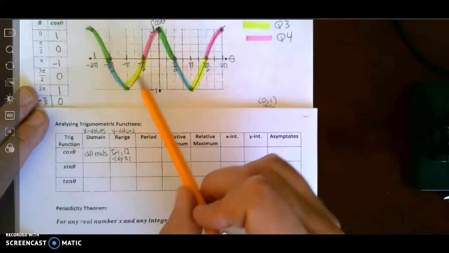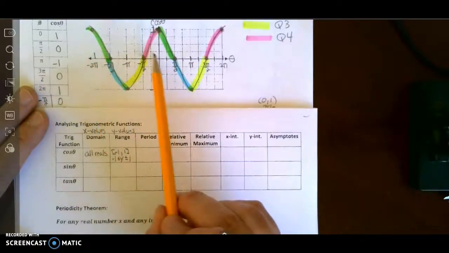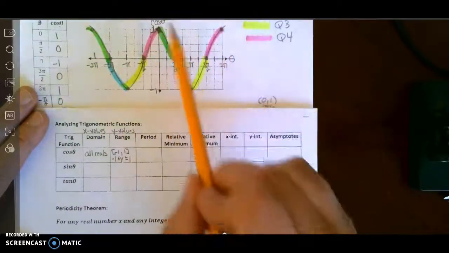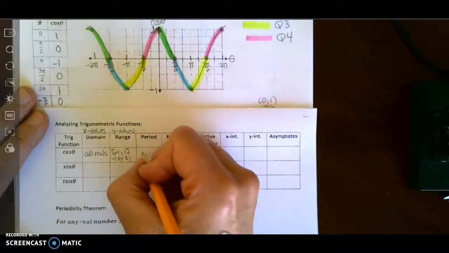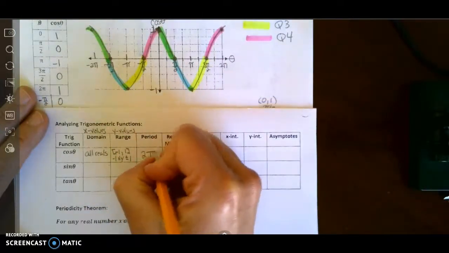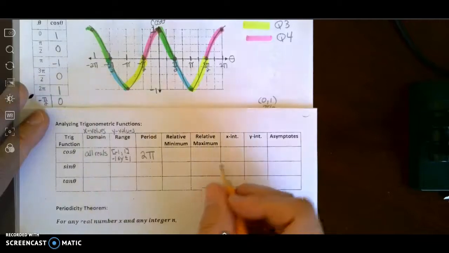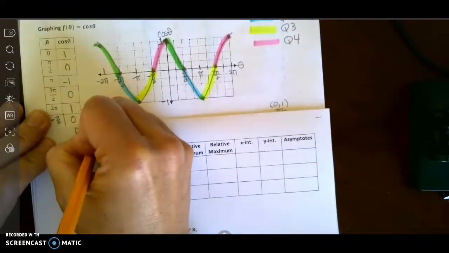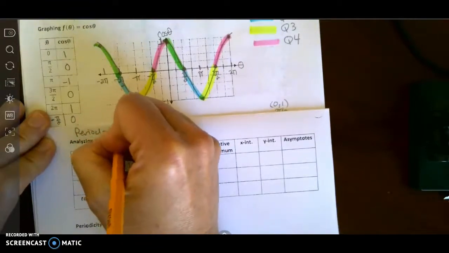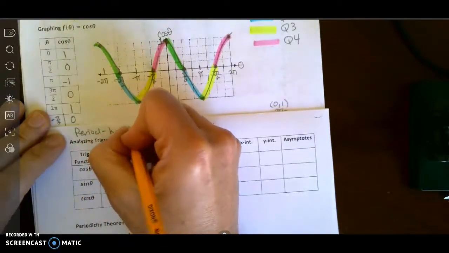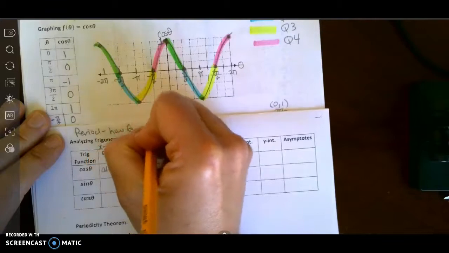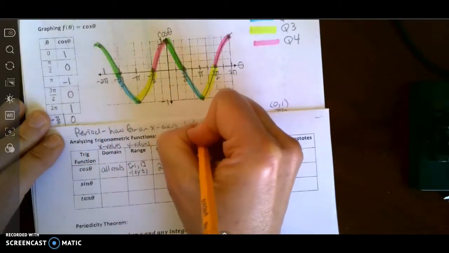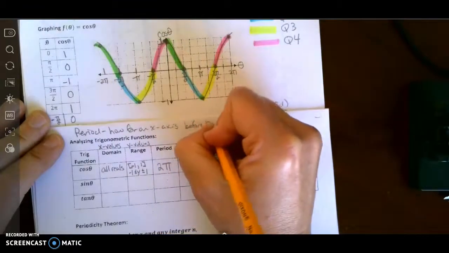Every time I have a U, it takes me a full 2 pi. I have to go all the way around my unit circle before the pattern repeats. So the period is 2 pi, how long it takes before the pattern repeats. You might want to write that down. Period: how far on the x-axis before the pattern repeats.